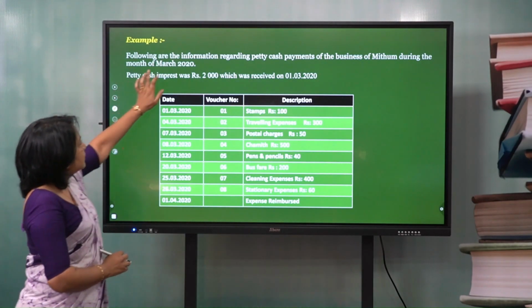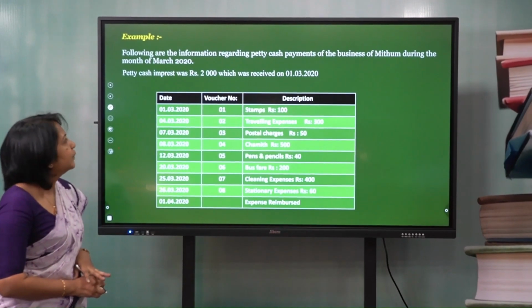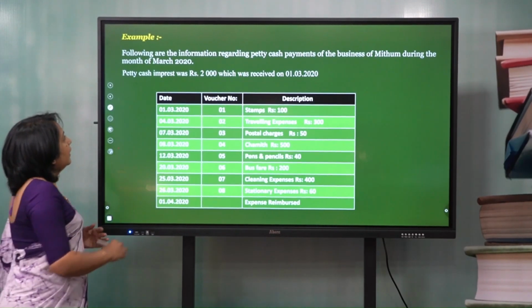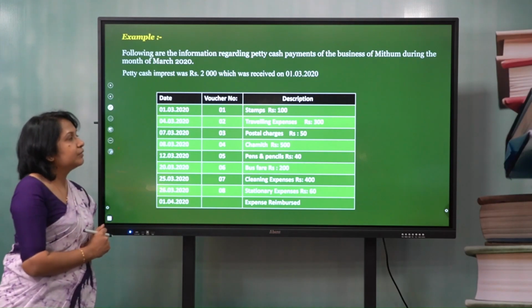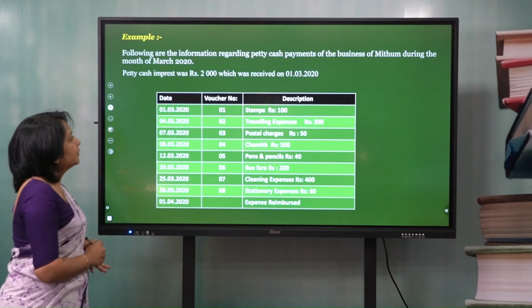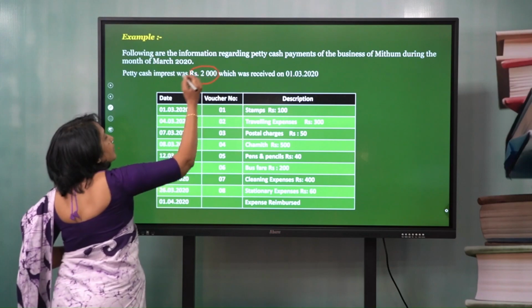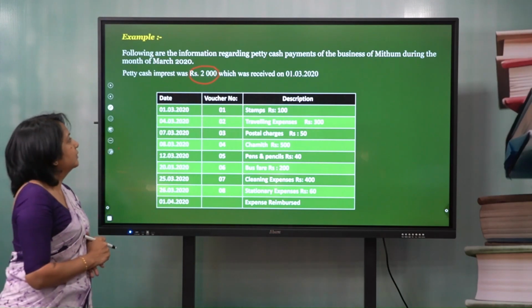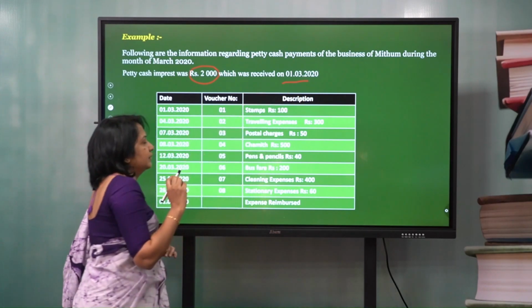Now, following is the information regarding petty cash payments of the business of Mithun during the month of March 2020. They have given that the petty cash imprest was ₹2,000, which was received on 1st of March 2020. This is the petty cash imprest, that means the petty cashier was given 2000 rupees by the main cashier, and that was received on 1st of March 2020.